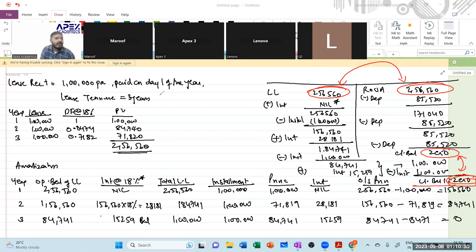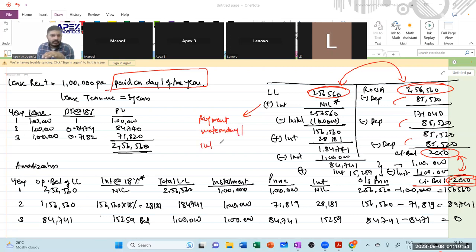This is how you will calculate when it is paid on the first day of the year. All the journal entries will stay the same. Only the lease payment entry that you make on the last day, you will pass on the first day. Depreciation will be charged for all 3 years. Depreciation will not stop. In the first year, interest will be nil as the payment is made on day 1.